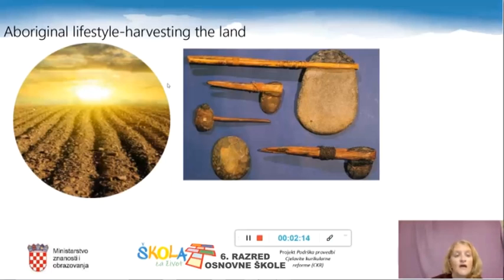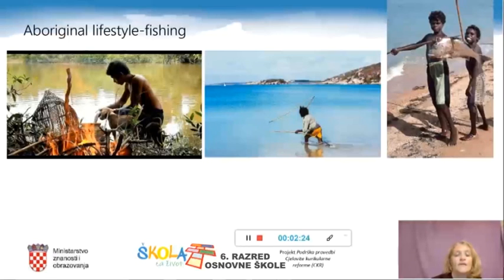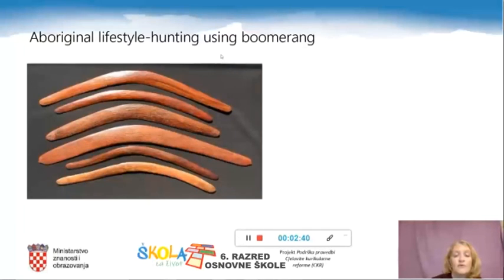The Aborigines were very good at harvesting the land. And these are some of the tools that they used for that. This is how they produced food. They also were great fishermen, and this is how they were fishing. You can see it in these pictures. They also had very interesting tools for fishing. And they were also hunting, and in their hunting they were using the boomerang. I'm sure that you have already heard of the boomerang, but maybe you didn't know that it came from Australian Aborigines.